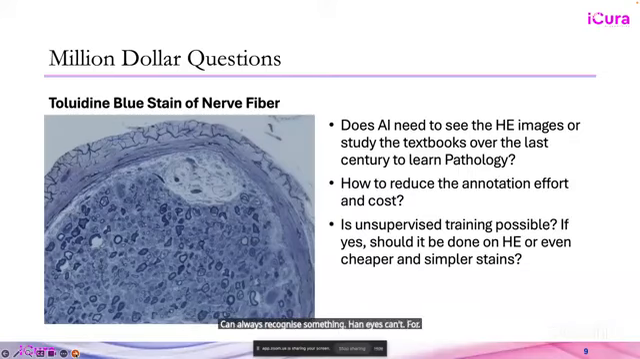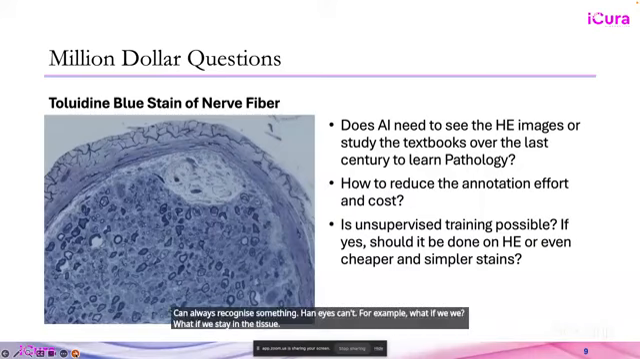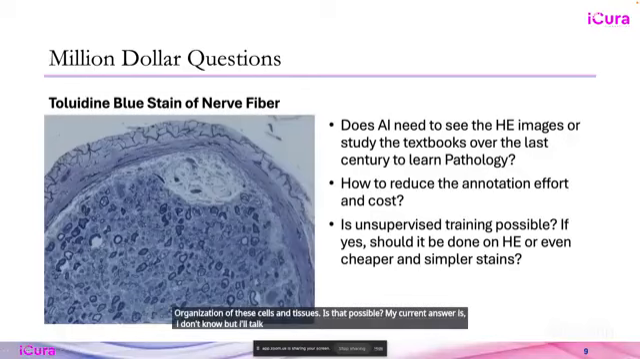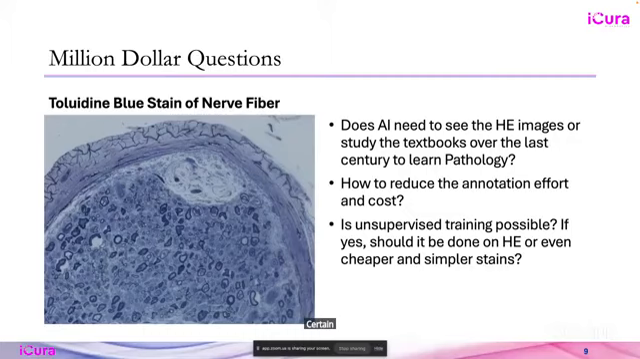For example, what if we stain the tissue with just one stain, one color, and then just let the algorithm identify all the differences in the shape, size, organization of these cells and tissues? Is that possible? My current answer is I don't know, but I'll talk about it later that certain AI models are going that direction, which I think is very promising.